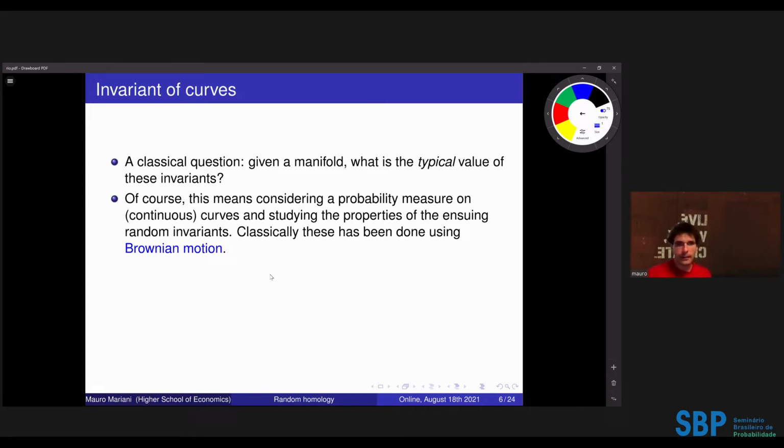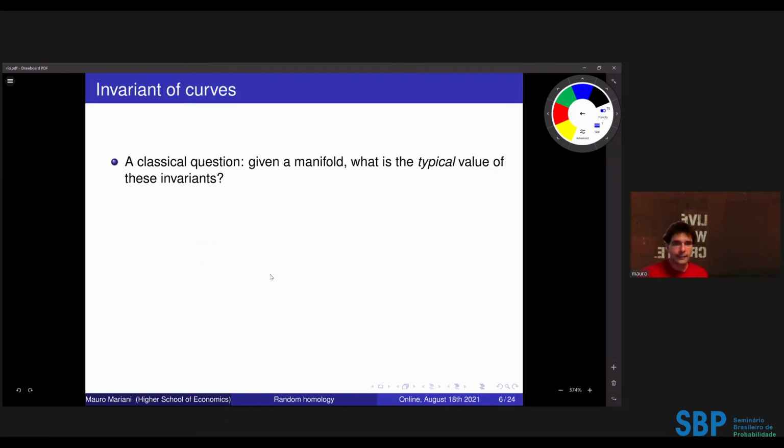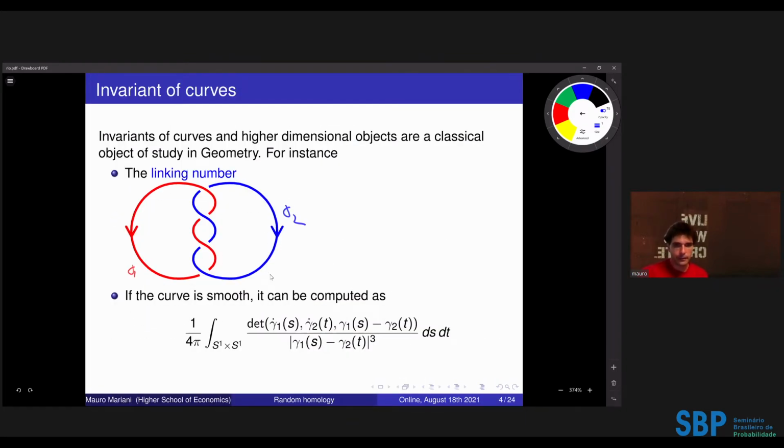This classic problem has been done for Brownian motion. It's a very well studied subject, and there is an incredible amount of literature. If you have an integral representation of the invariant, this is very simple. Usually the integral representation, like in this case of the linking number, I put it because one can write it very quickly without defining anything. You see, this is a linear expression.